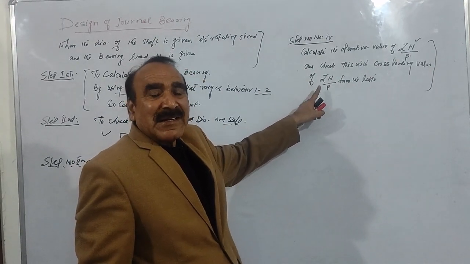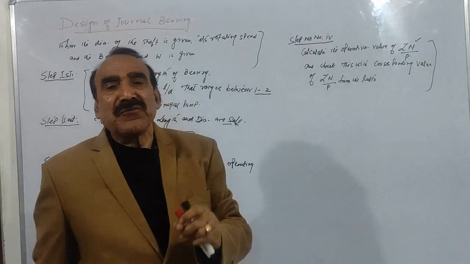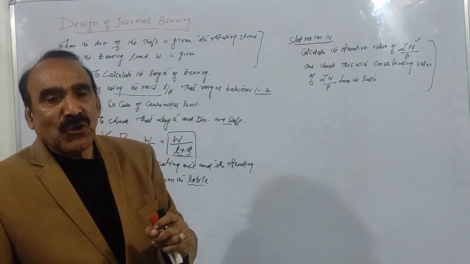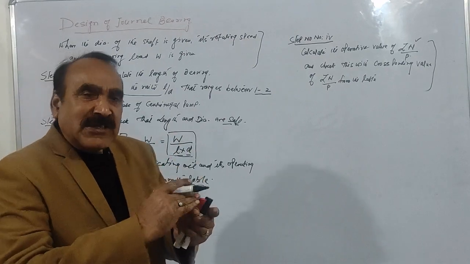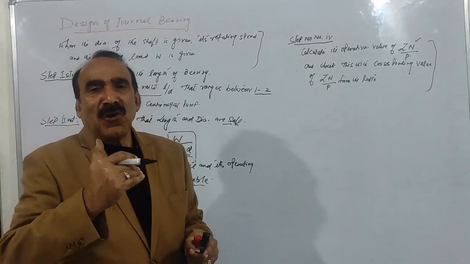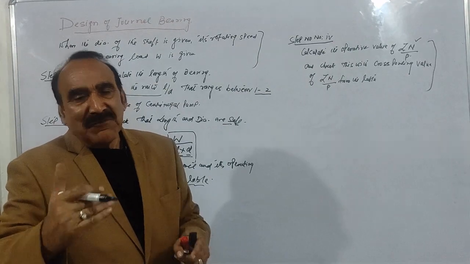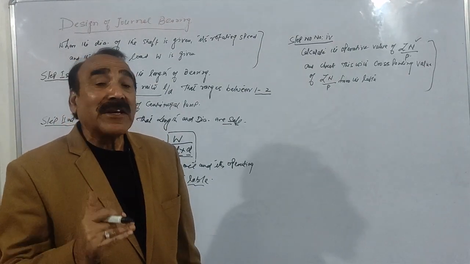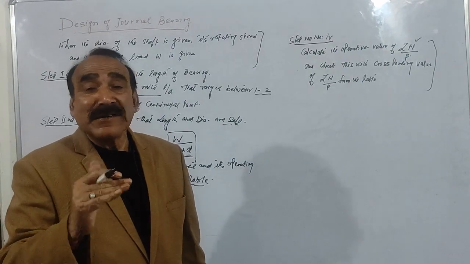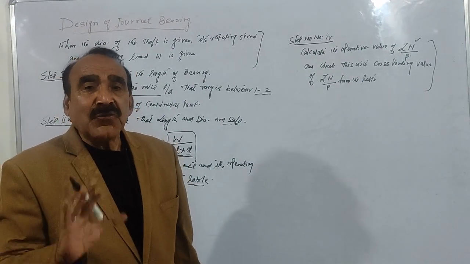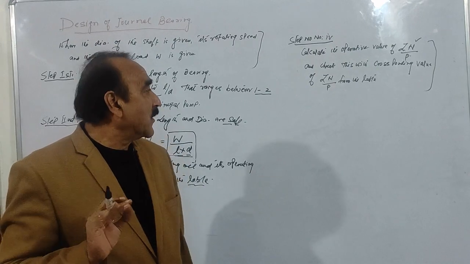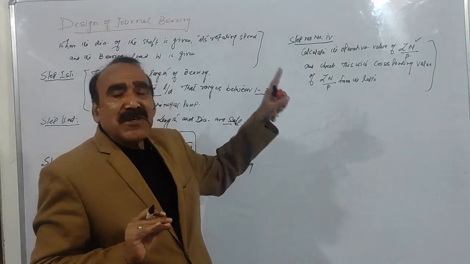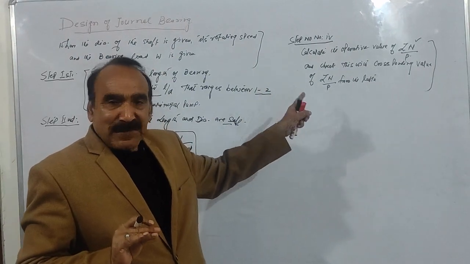Bearing modulus is that number where your friction is minimum. Uske baad jo aapka iske right side ke upar jo hoga, wo aapki thick film lubrication hogi. But if you go behind this ZN/P, this is your thin film lubrication, where metal to metal contact will arise there. So we don't want our bearing to run there in the bearing characteristic number. So this we will check. This is our step number 4.